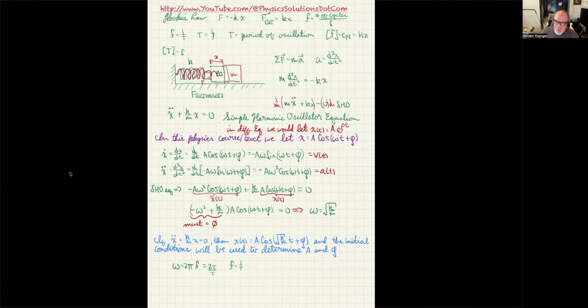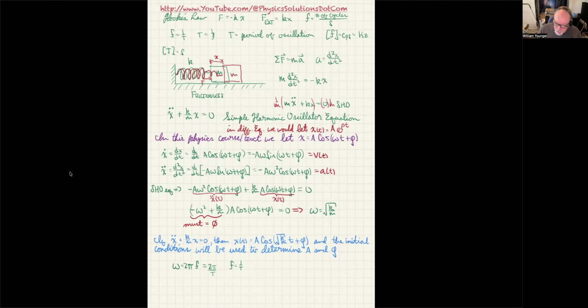So now you need to go about applying the initial condition for the velocity. And if you said the velocity was equal to 0 at t equals 0, then that would say we are going to set negative a omega sine of phi equal to 0. And between those two equations, we should be able to determine both phi and a. And of course, what you'll figure out is a is the amplitude.